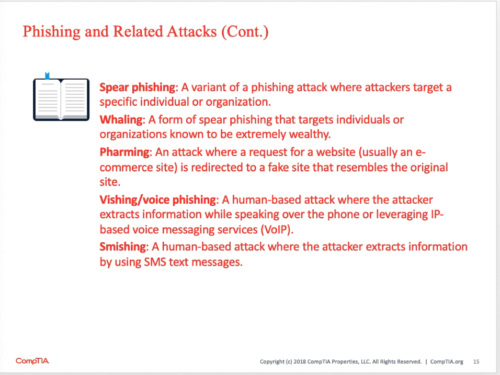Whaling is a form of spear phishing that targets individuals or organizations who are known to be wealthy, right? So we're targeting whales, the big fish, right? Farming is where a request for a website, such as an e-commerce site, is going to be directed to a similar looking but fake website in order to get credentials, right? So there are farming credentials.